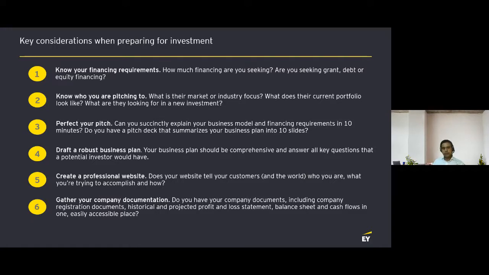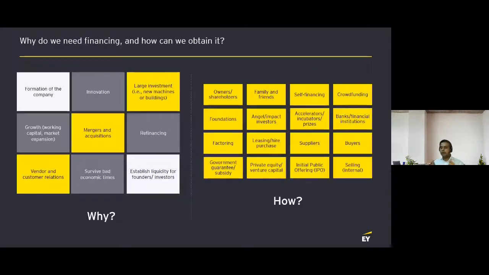So starting with the first topic, which is key considerations when preparing for investment, I would say the most important question that one needs to ask is, why do I need to get the investment? That's a very critical question. And for what? Effectively, it's knowing your financing requirements, how much financing you need, and who I am going to get this from. Accordingly, I need to really polish my pitching, because the pitch has to be very different depending on the person you are having conversations with in relation to getting the funding.